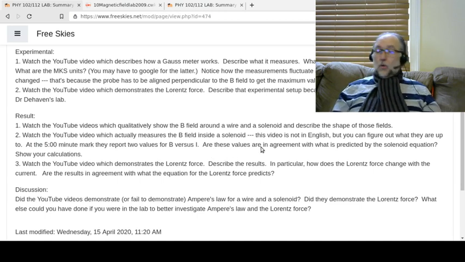So I'm asking you to do the calculations theoretically. Look at the numbers they got for the magnetic field. Do they agree or not? Are they at least in the right ballpark? Do they agree? Okay, and so on.